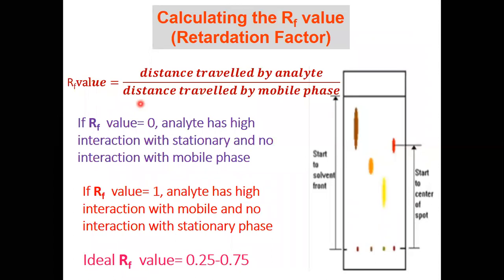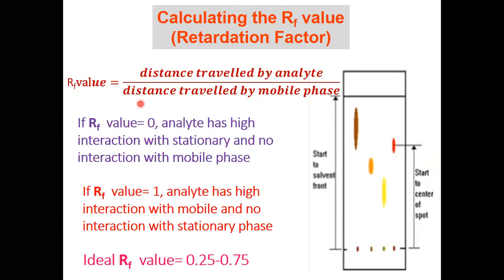After the separation of the compound, next part of the study is the calculation of the RF value, or how we can report the results of the thin layer chromatography. These results are reported in terms of retardation factor. Retardation factor or RF value is the distance traveled by the analyte divided by distance traveled by the mobile phase.